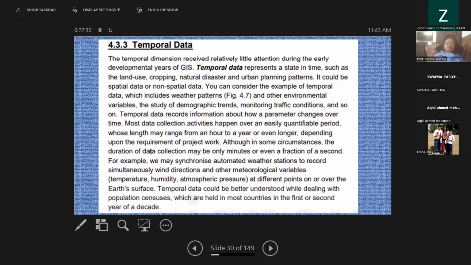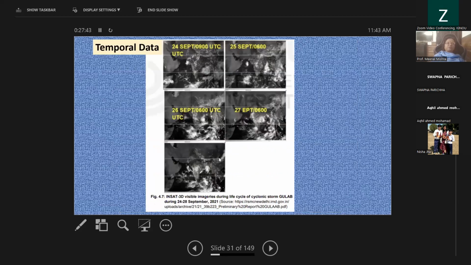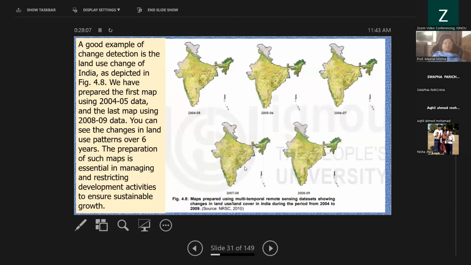Then your meteorological data. Again, it is temporal, because you will say yesterday the weather was like this, today the temperature is this. That is concerned with time. Here you can see 24th September, 25th September. This is a figure from your SLMs, and it describes the life cycle of a cyclonic storm that took place in 2021, how with time this storm proceeded. So that is temporal data.